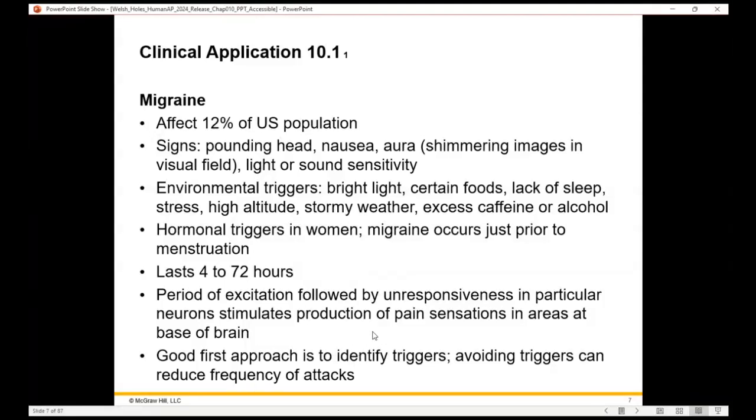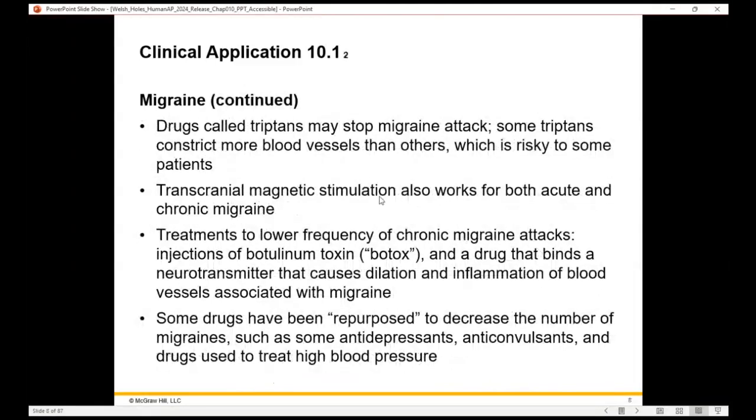There's a period of excitation followed by unresponsiveness in particular neurons, stimulating the production of pain sensations in the areas at the base of the brain. A good first approach is to identify the triggers and then to avoid the triggers. Drugs called triptans may stop migraine attacks. Some triptans constrict more blood vessels than others, which is risky to some patients. Transcranial magnetic stimulation also works for both acute and chronic migraine.